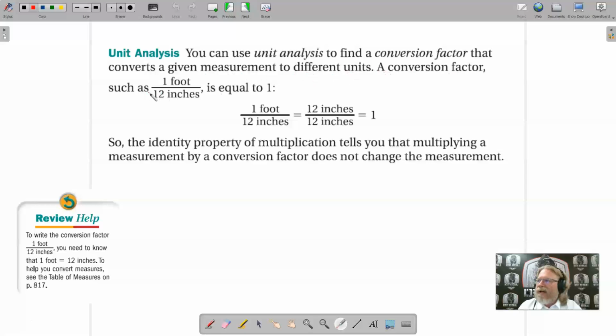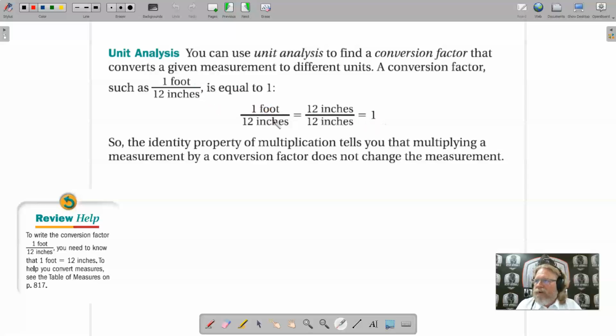A conversion factor such as 1 foot is to 12 inches, 1 foot over 12 inches, is equal to 1. So you kind of see why this is coming up in this lesson, because all conversion factors have a value of 1, and we just got done talking about how 1 is the identity element of multiplication, so that probably makes sense why we're seeing it in this lesson.